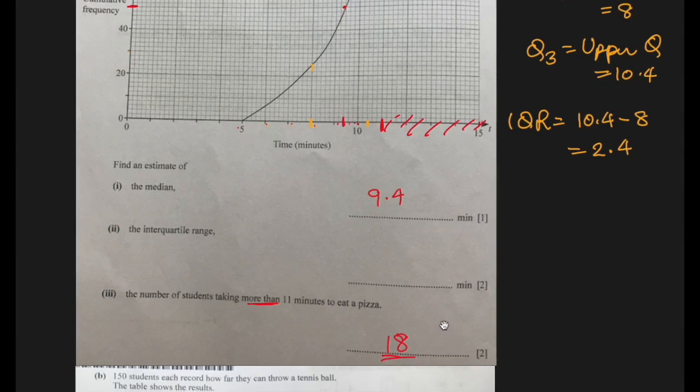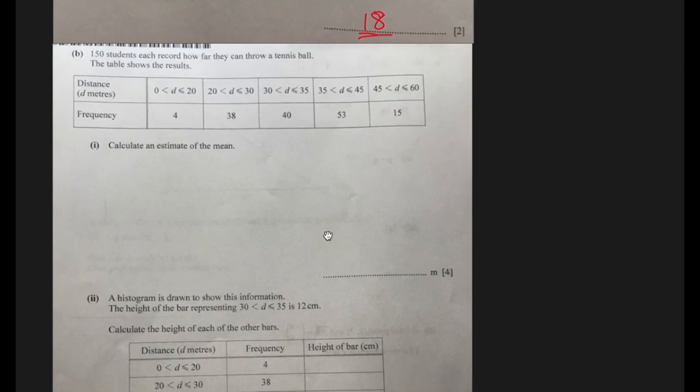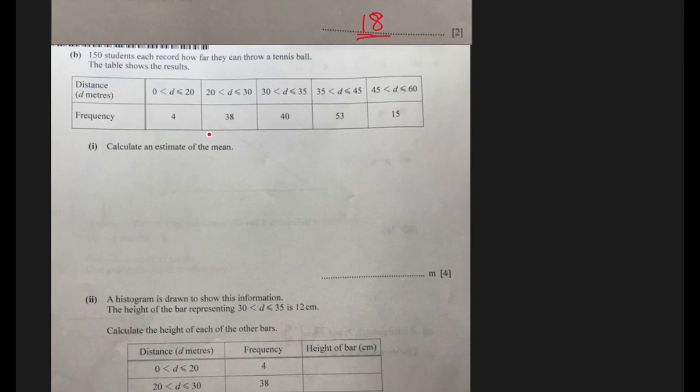Okay. B. 150 students each record how far they can throw a tennis ball. So 4 can throw between 0 and 20 meters, and 53 throw between 35 and 45 meters, and so on. Calculate the estimate of the mean. Okay. For finding the mean, I need to convert this to a table. I will complete the table and then I will restart this video.